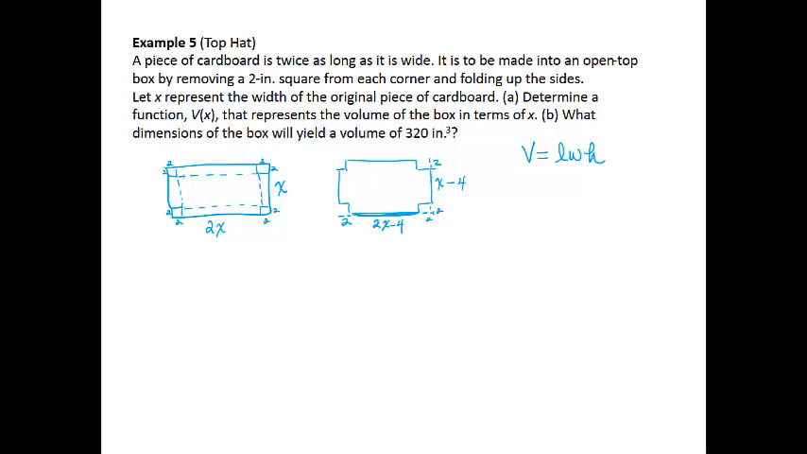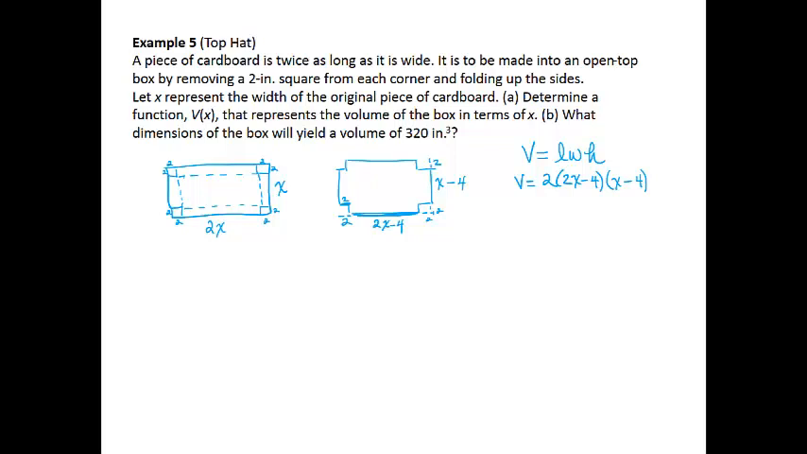And then the height of the box is what stands up, right? When we fold that up, that piece stands up. Well, this is a piece that's standing up. It was 2 inches laying flat, so when it stands up, it's still 2 inches. So the volume can actually be modeled by the length, 2x minus 4, times the width, x minus 4, times our height, which is 2.